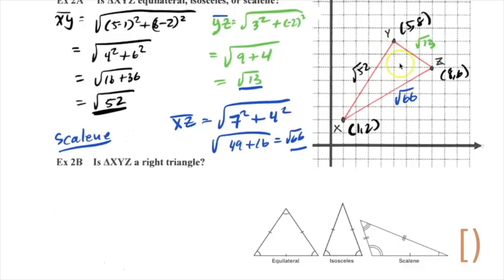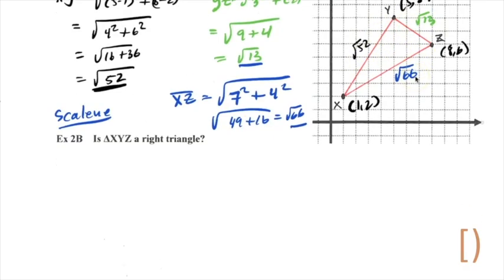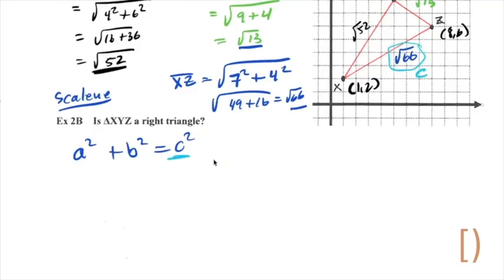Next, is it a right triangle? So in this case, since I actually have all three sides, I'm just going to do this. Does a squared plus b squared equal c squared? Now, remember, c has to be the biggest side. C has to be the hypotenuse. In that case, it has to be this one. That'll be my c. So let's see if this holds. We're going to do the square root of 52 squared plus the square root of 13 squared, and does that equal the square root of 66 squared?